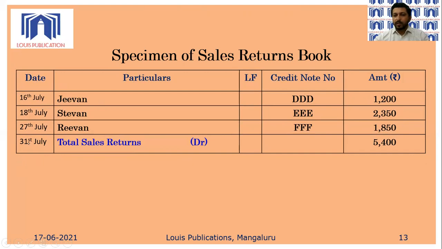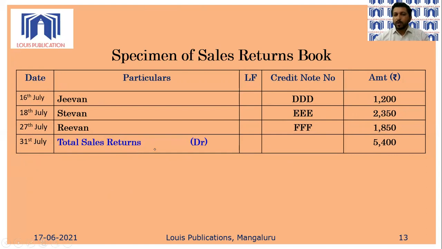And usually you can balance or total the sales returns book at the end of every week, at the end of every fortnight, or at the end of the month. That depends on the business. So it will be totaled, and this total will be recorded as total sales returns, that is for the month of July.